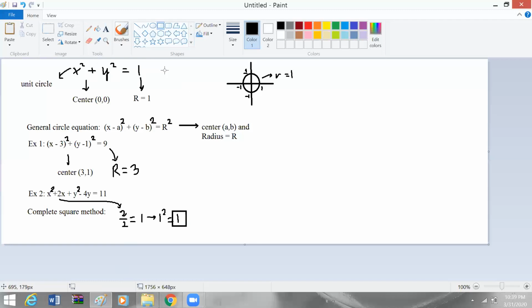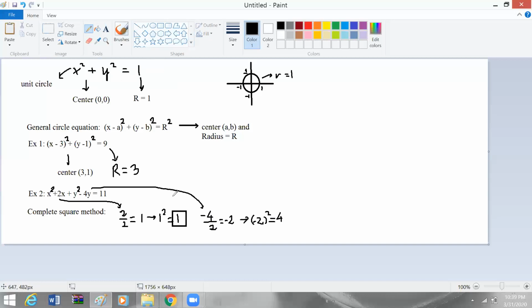Similarly for y, in this case we have -4. So we just take the coefficient of y and divide it by 2. We got -2. After that, we square -2. Remember, it always has to be positive. So that would be equal to 4.